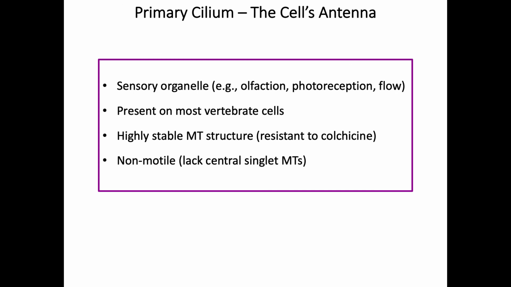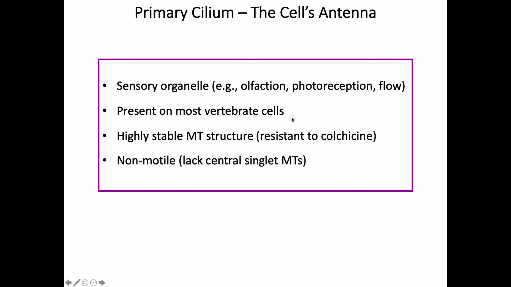Now we are looking at a different type of cilia, which is not responsible for moving fluid on the cell surface. This is present in many sensory organelles, mainly olfaction, odor, photoreception in the retina of your eye, and in kidney cells to sense the flow of urine. It is present in many other tissues as well, in most vertebrate cells, and in the inner lining of your blood vessels to sense the blood flow. These are highly stable microtubule structures, resistant to colchicine as well. These are all non-motile, and they lack the central microtubule.